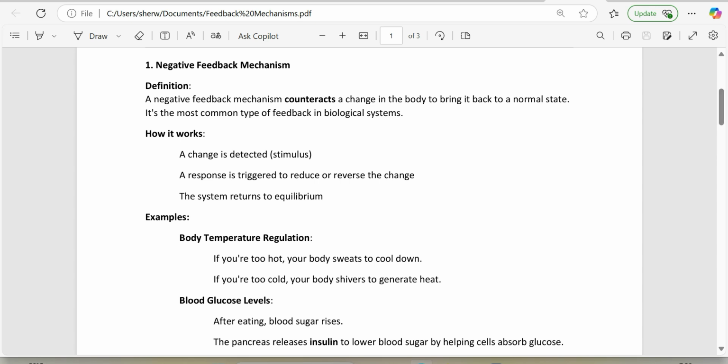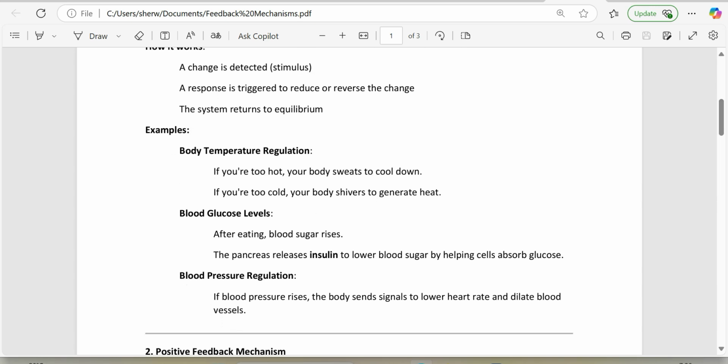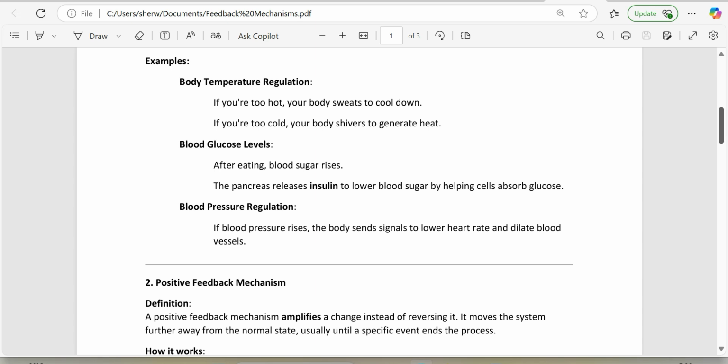Examples: body temperature regulation. If you're too hot, your body sweats to cool down. If you're too cold, your body shivers to generate heat. Blood glucose levels. After eating, blood sugar rises. The pancreas releases insulin to lower blood sugar by helping cells absorb glucose. Blood pressure regulation. If blood pressure rises, the body sends signals to lower heart rate and dilate blood vessels.